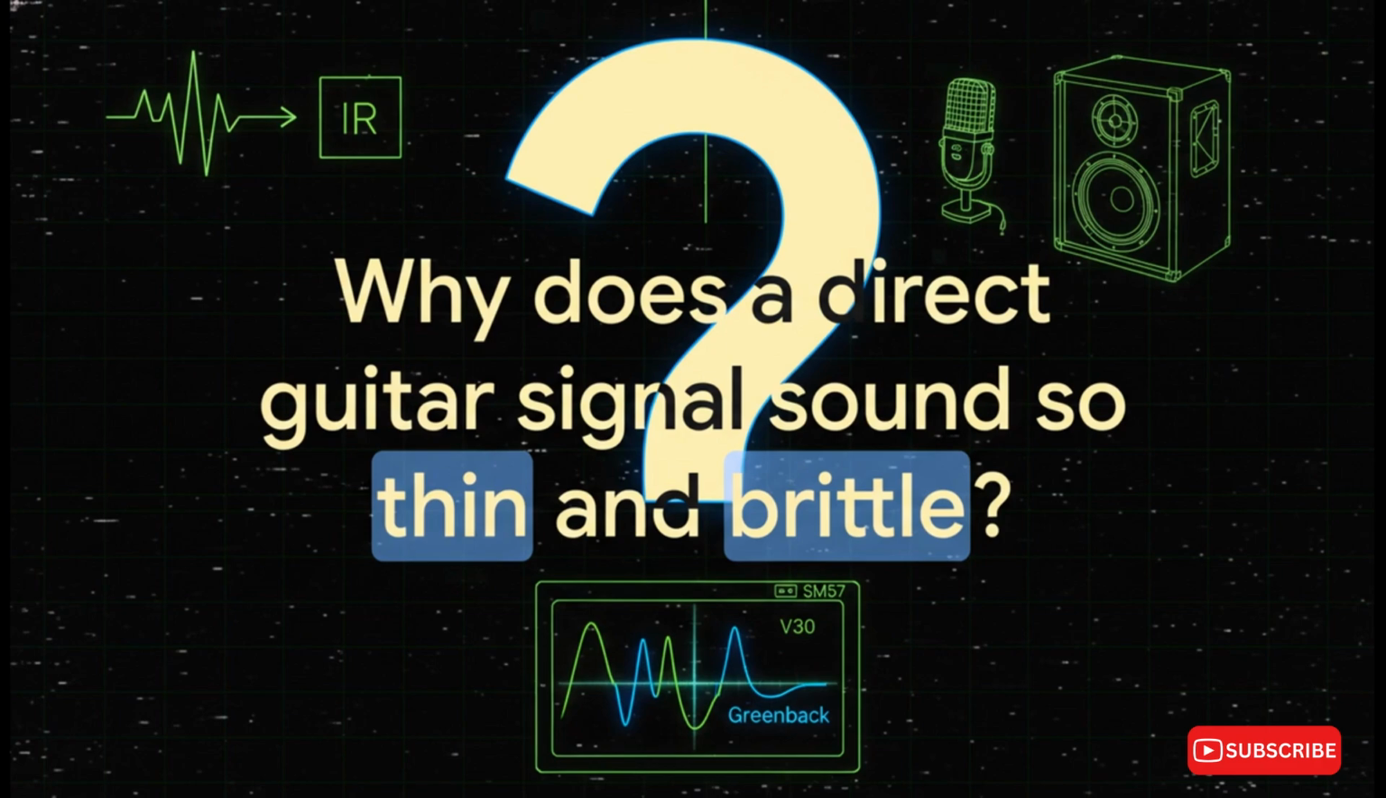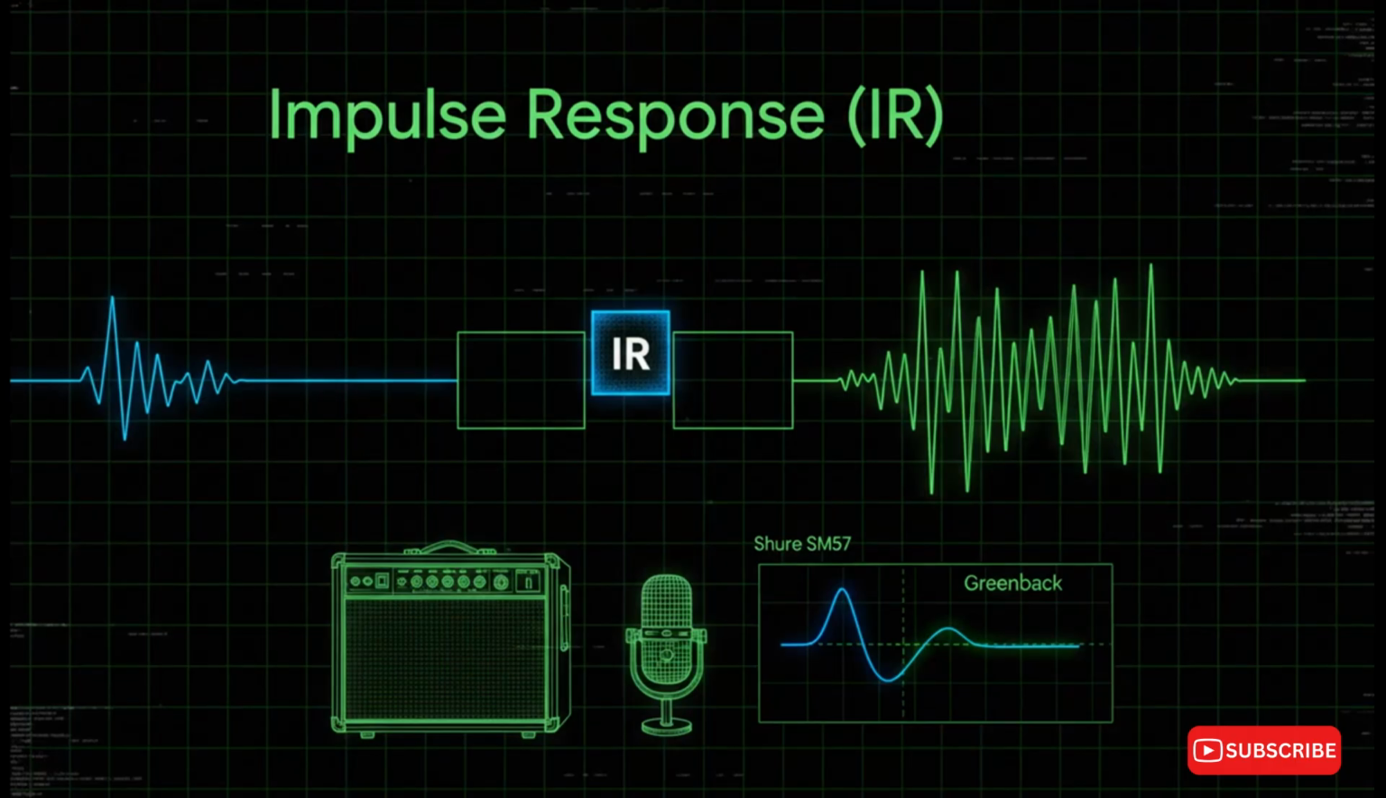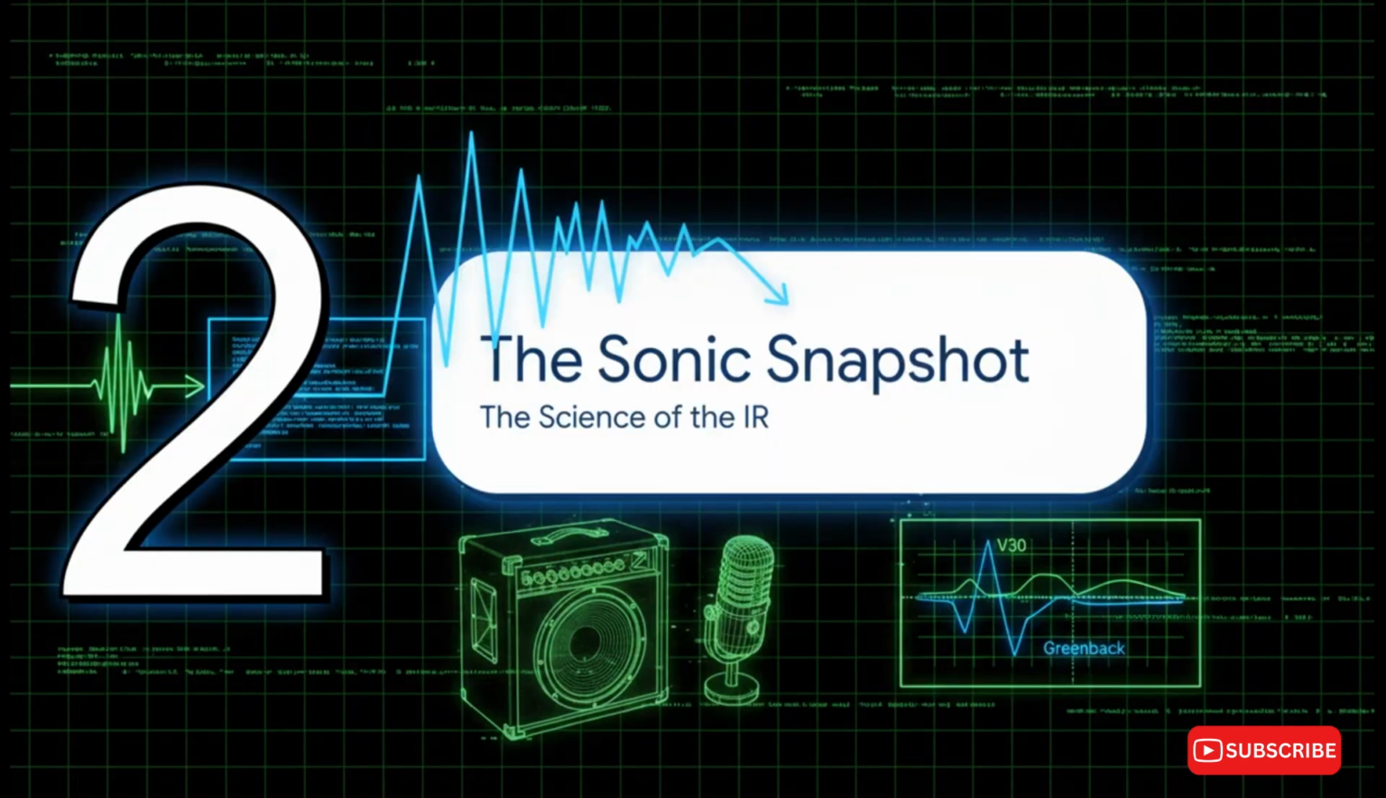The system is incomplete. Well, we've identified the missing component. It's a specific data packet that we're classifying as the ghost signal. Now, in engineering terms, what we're really talking about is an impulse response, or IR. This is the missing link, the piece that restores all that sonic integrity. Moving on to phase 2, the sonic snapshot.